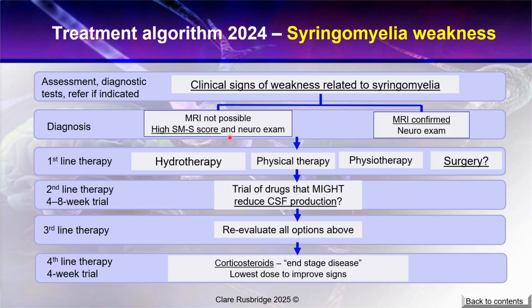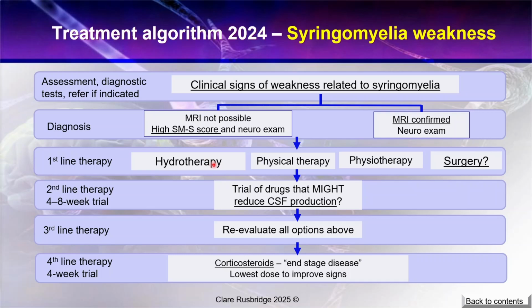Then we have weakness related to Syringomyelia. So this is less common, actually more common in certain breeds like the Chihuahua and the French Bulldog. So again, hopefully we'll have a diagnosis with an MRI confirmation, but that's just not possible in many instances. So the dogs may have a high Syringomyelia score from Chiari Check, but also your neurological examination here.